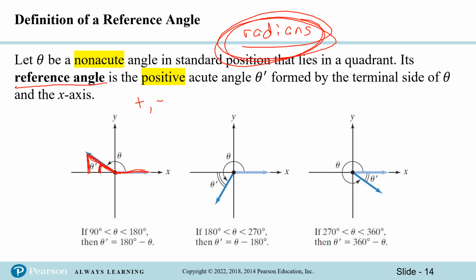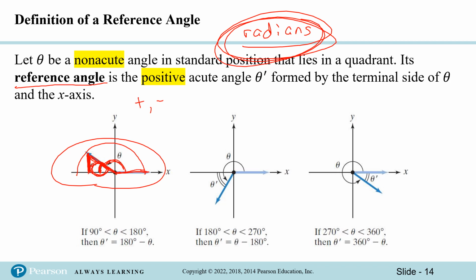So, what do I mean by that? You have to get to the x-axis, okay? So if you are here, to get to the x-axis, we need to take 180 degrees and subtract off our angle, and that will give me our reference angle right there.